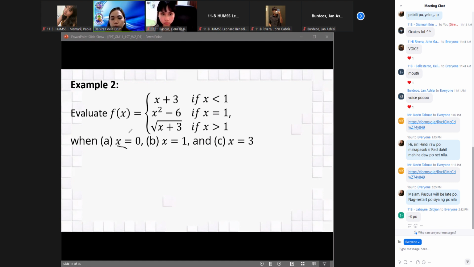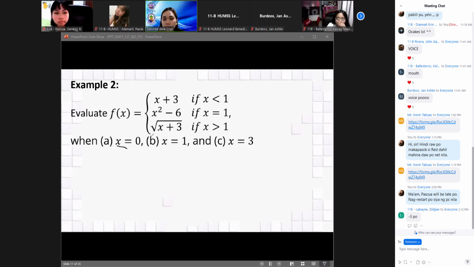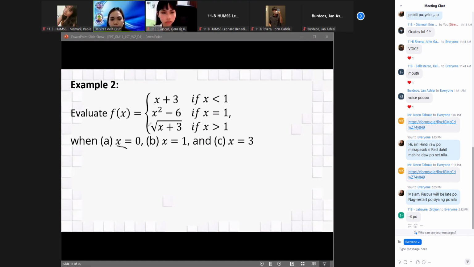So now, saan po siyang condition under? Sa first condition, second, or third? Yes. It is under the first condition because 0 is less than 1. Okay, very good. So, first condition, kasi po, si 0 is less than kay 1. So, now, ang gagamitin nating function is yung x plus 3. So, our function, f of x is equals to x plus 3.